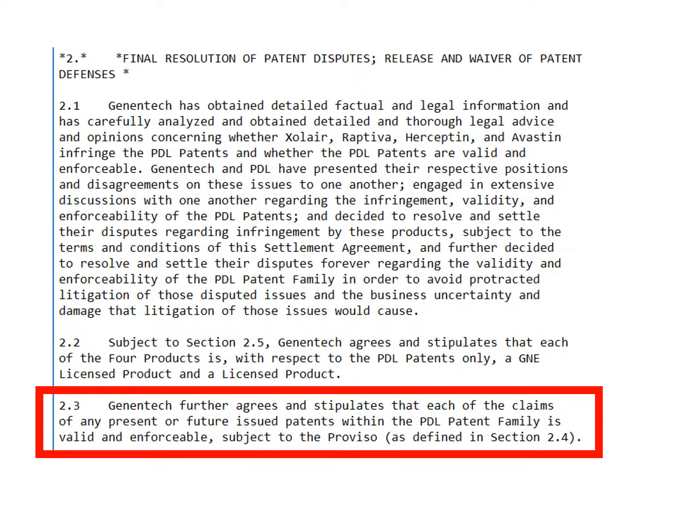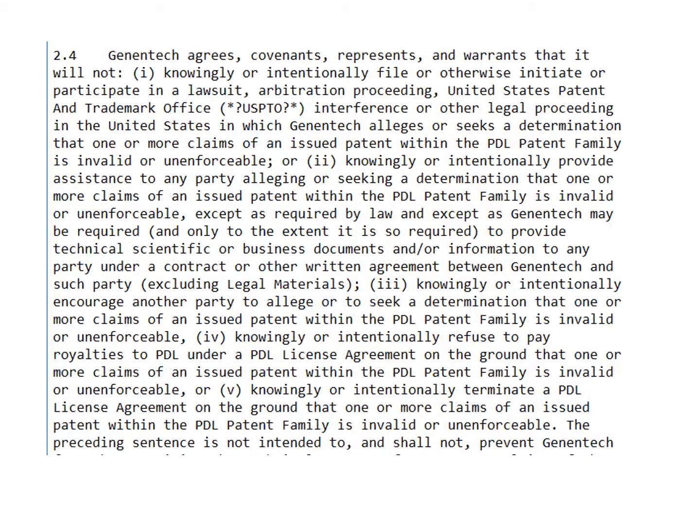2.3. Genentech further agrees and stipulates that each of the claims of any present or future issued patents within the PDL family is valid and enforceable. Right? Even ones we haven't seen yet. We agree they're valid and enforceable. We're not going to fight them. They're valid. They're enforceable. They fall under these deals. We'll pay them. Right? We're not going to fight with you about this patent family. Okay, keep going that theme then.